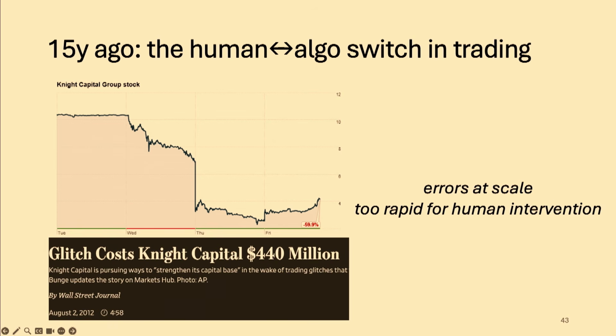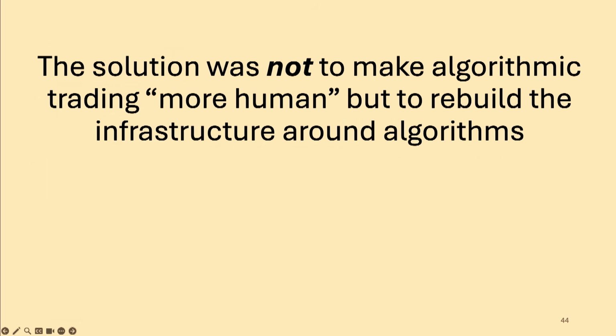So how did we solve this? Some people might say we didn't. Trading is still a huge mess. But some attempts were made at least at containing some of these things. And the solution was not to make algorithmic trading more human. We didn't suddenly start to take our algorithms and make them slower and make them talk to their friends or whatever. But we built an entire security infrastructure dedicated to algorithms that essentially tries to replicate some of the fail-safe mechanisms that also exist for humans.